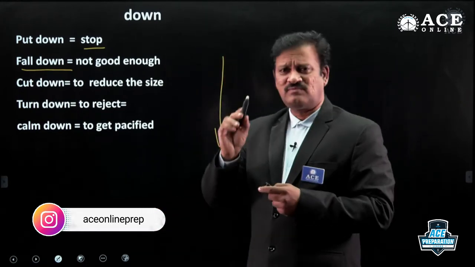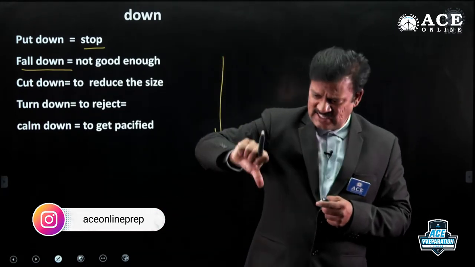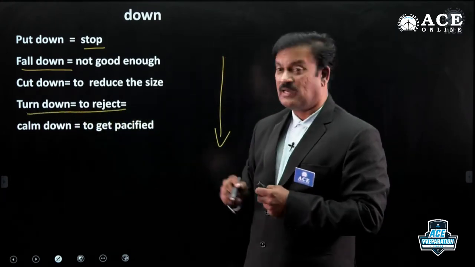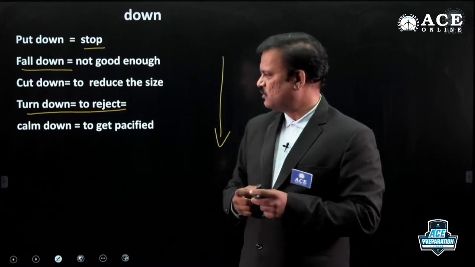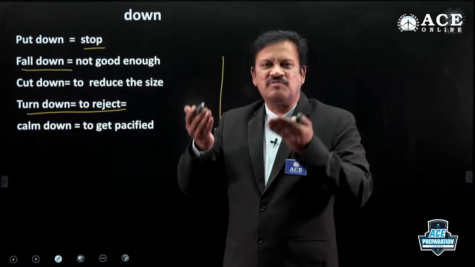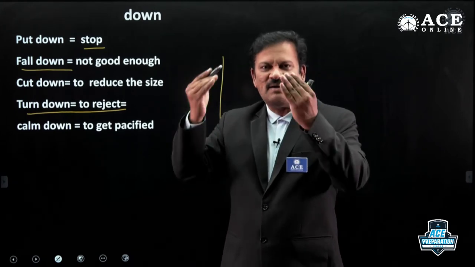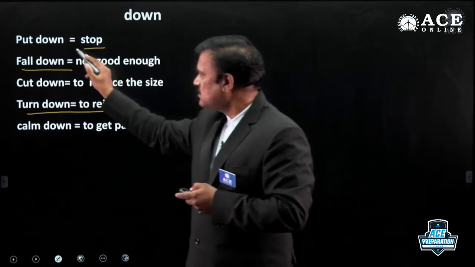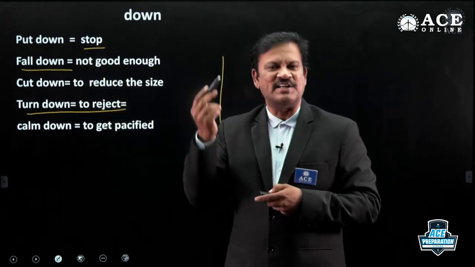Turn down. Turn up, turn down. Maybe this action. Okay, turn down, to reject. Sometimes we use this sign also. Calm down, pacify, calm down. If you're a furious person, calm down means he is slowly coming to this normal position. So focus on this, it will help you to understand and retain this one.